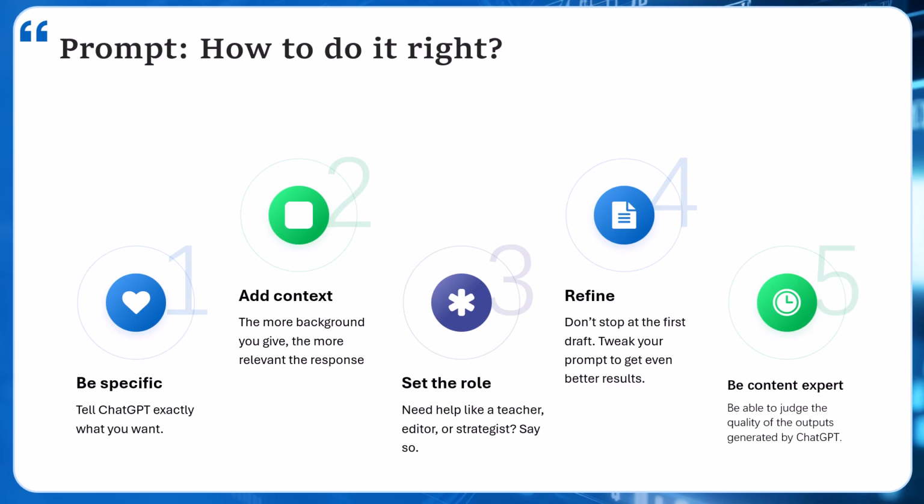Fourth, refine. Don't treat the first response as final. Refine your prompt or give feedback to improve clarity, structure, or alignment with your intent. Lastly, be the content expert. AI is a powerful assistant, but you are the educator. Use your professional judgment to verify, adapt, or correct the outputs it generates. With these 5 strategies, you'll be able to guide the AI to produce results that truly support your classroom goals.